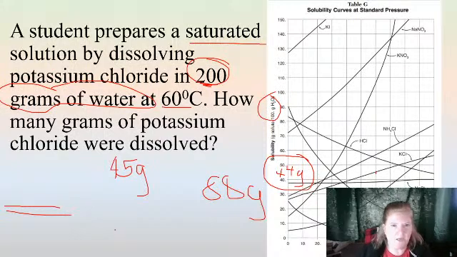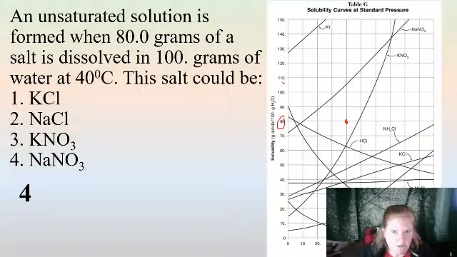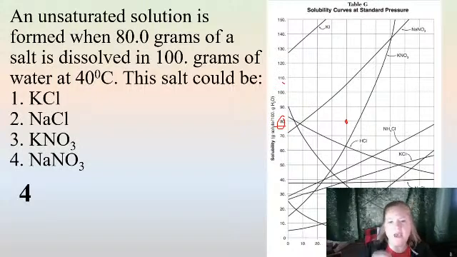Okay, let me just go back here. Hopefully you mean this one. If it was a different one, let me know, but I'll just look at this one really quickly. It says an unsaturated solution is formed when 80 grams of a salt is dissolved in 100 grams of water at 40 degrees Celsius. So I have some information: I have 40 degrees Celsius and I have 80 grams. So that goes right here. That's where the point is. In order for it to be unsaturated, that point has to sit under the actual line. I'll finish this one and then I'll do the one before this one also.